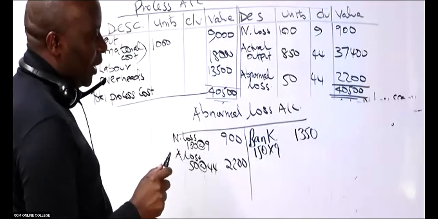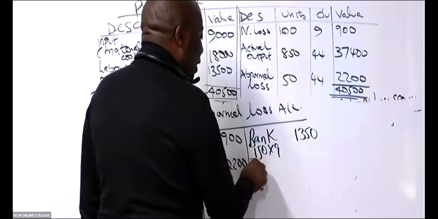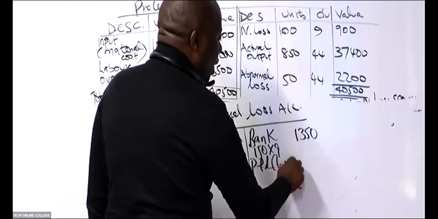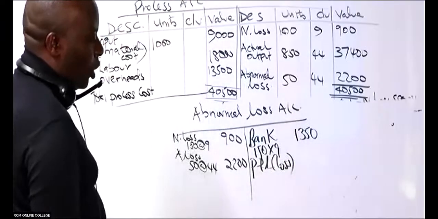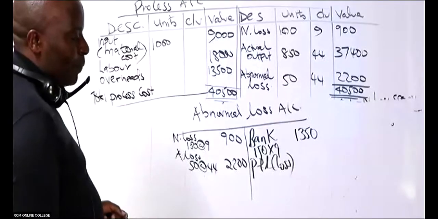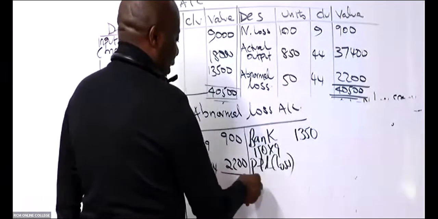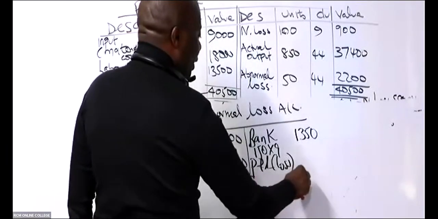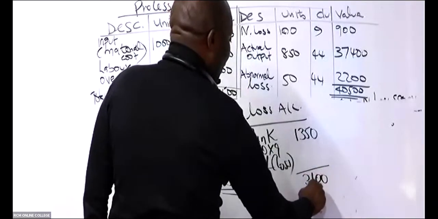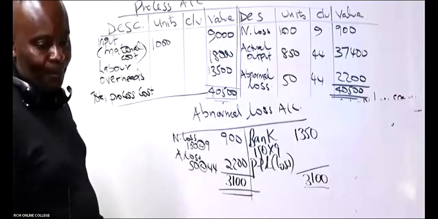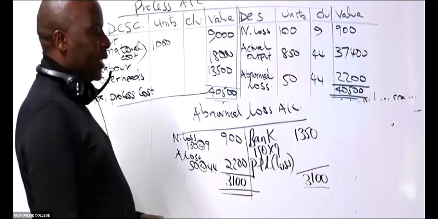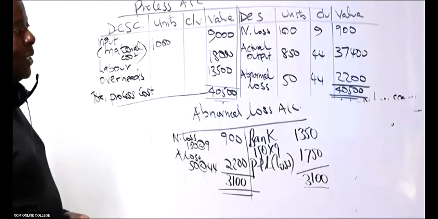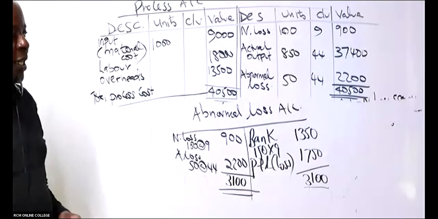So meaning that this will be a loss. The loss here, we shall be able to take to the P and L. The loss on disposal will be the balancing figure. So we'll be able to add here, and this gives me 3,100. So what is the balancing figure? The balancing figure, I'm told, is 1,750.